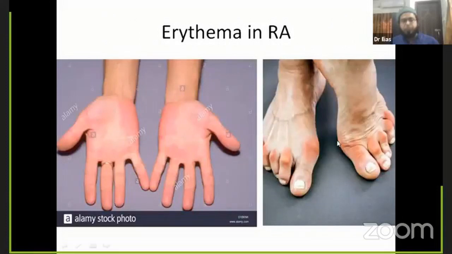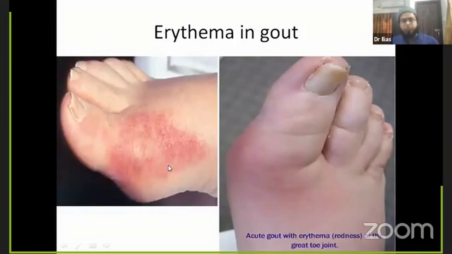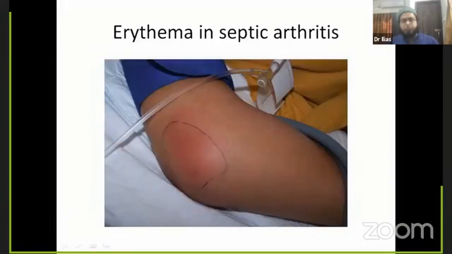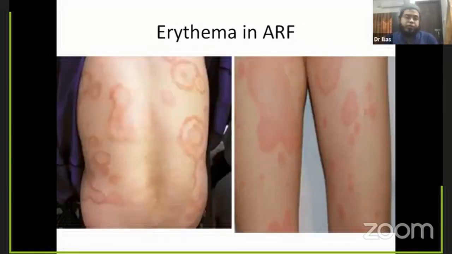You see the patient is having the erythema. And the erythema due to gout: you see the patient is having the erythematous reddish tinge in gout on the first metatarsophalangeal joint. You see the patient is having erythema, reddish tinge of the skin, due to septic arthritis, and this is also found in case of acute rheumatic fever.